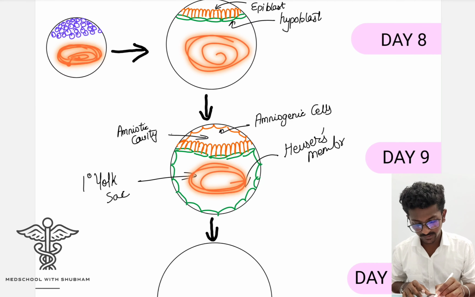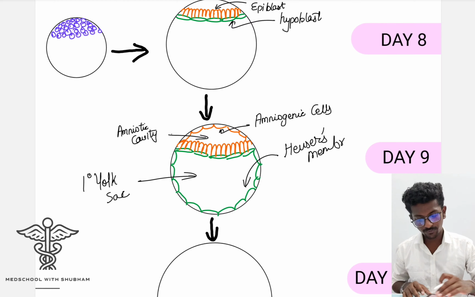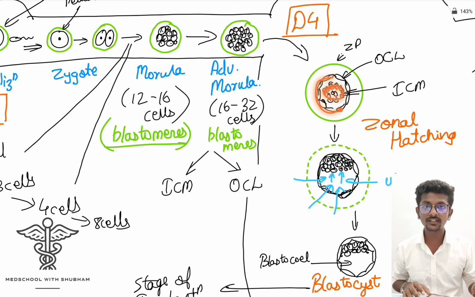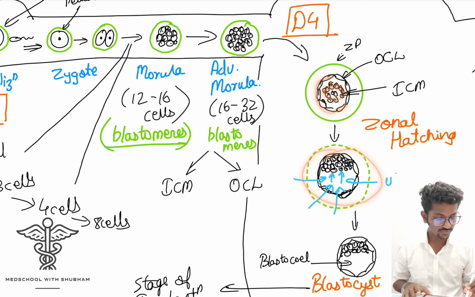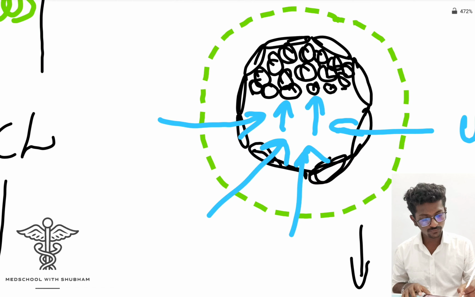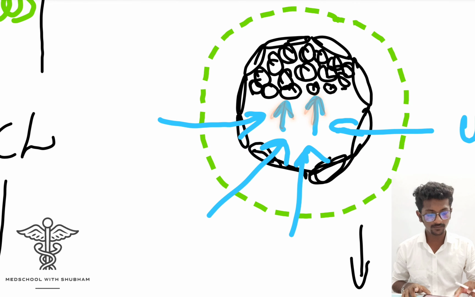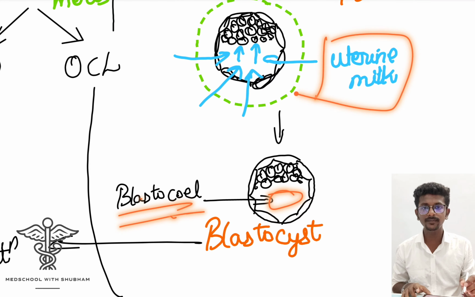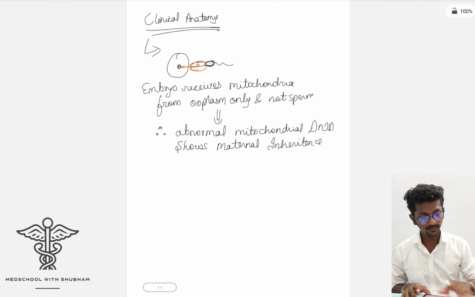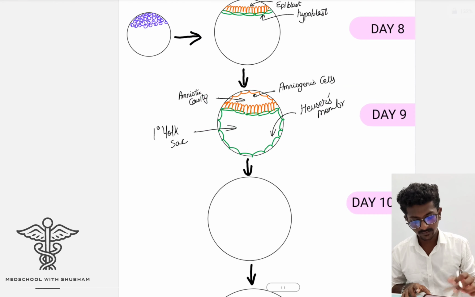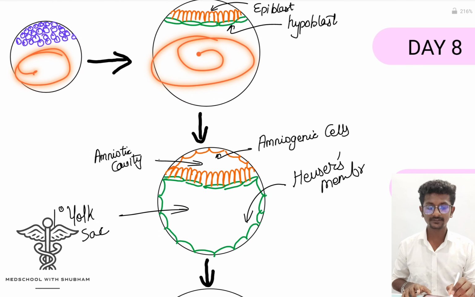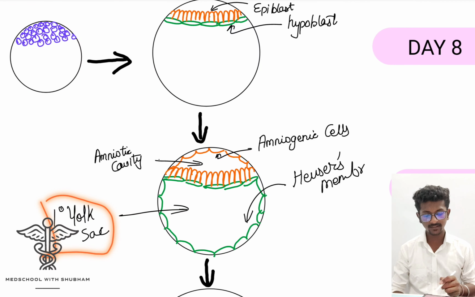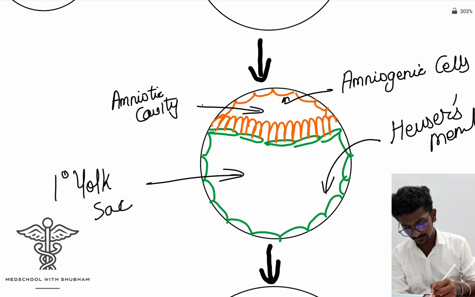This cavity was initially known as the blastocele. I hope you remember here. In this one, this was the inner cell mass and the outer cell layer, then zona hatching took place and the uterine milk invaded inside, pushing the inner cell mass towards one end of the embryo, forming this cavity which is called the blastocele cavity, which contained this uterine milk. The blastocele is the same cavity that is now the primary yolk sac.